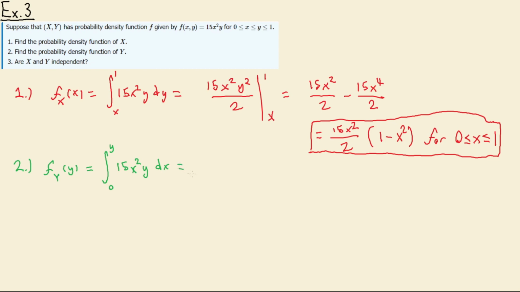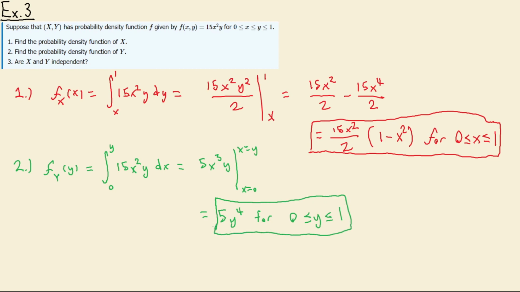And so what is this going to give? If we integrate this with respect to x, we'll get 5x cubed y, from x equals 0 to x equals y. And what is this going to give us? When x is 0, this whole expression is 0. When x is y, we get 5y to the 4th, over 4, and then here y is going to range from x to 1, but x has a lower bound of 0. So this is going to be for y on the interval from 0 to 1. So this is our marginal probability density function for y.